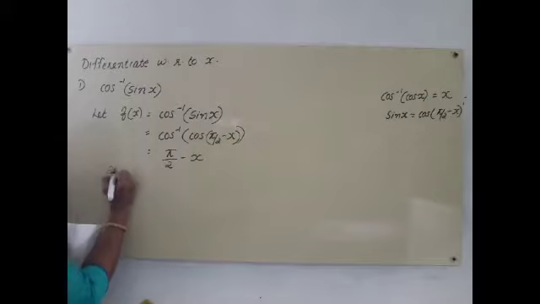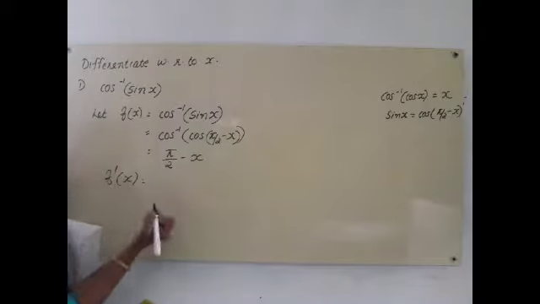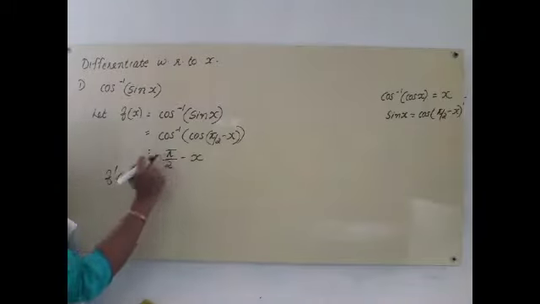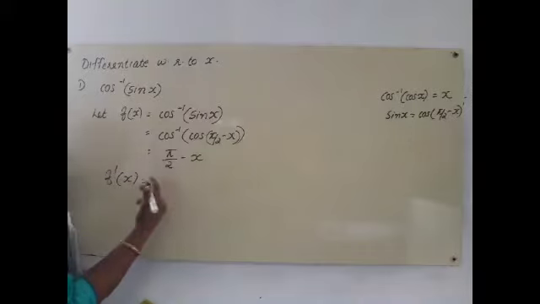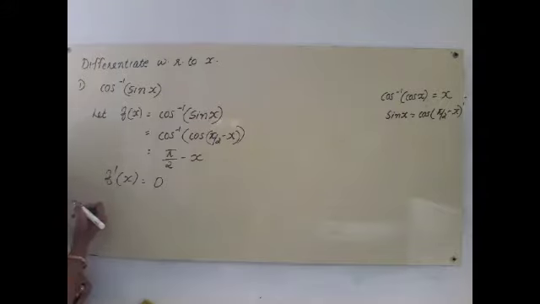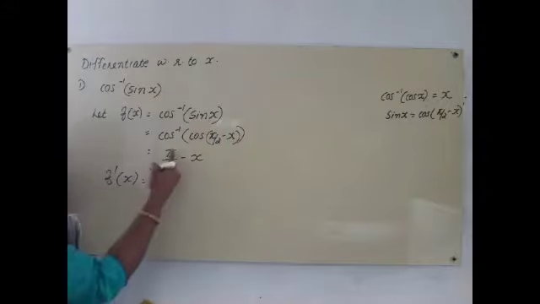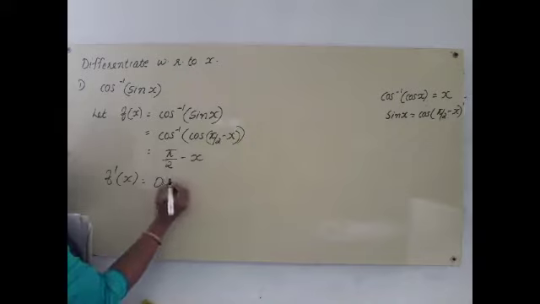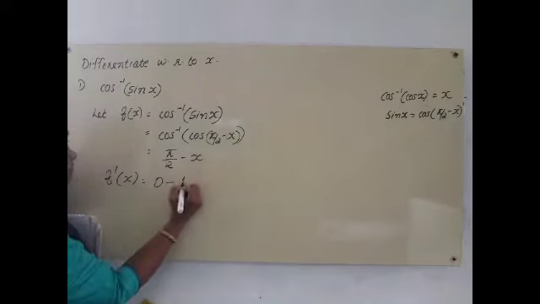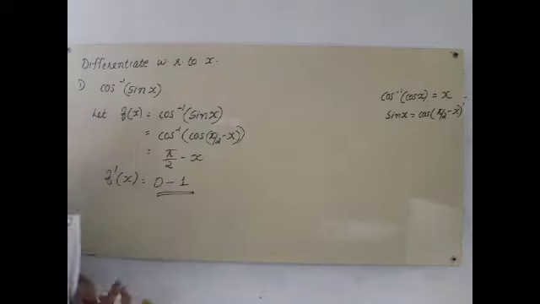Then what is f dash x? Let us differentiate this. Pi by 2 is a constant. What is the derivative of a constant number? The derivative of a constant number is 0. So pi by 2, its derivative is 0. X, its derivative is minus 1. So 0 minus 1, minus 1.